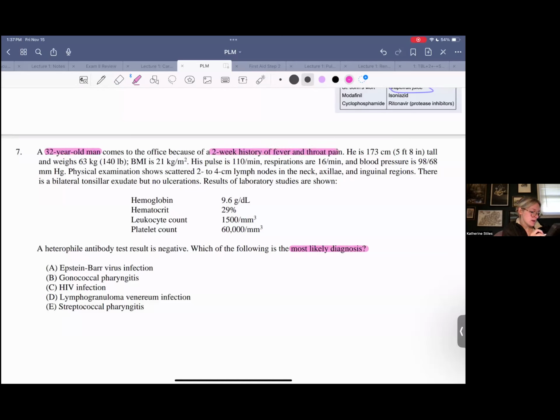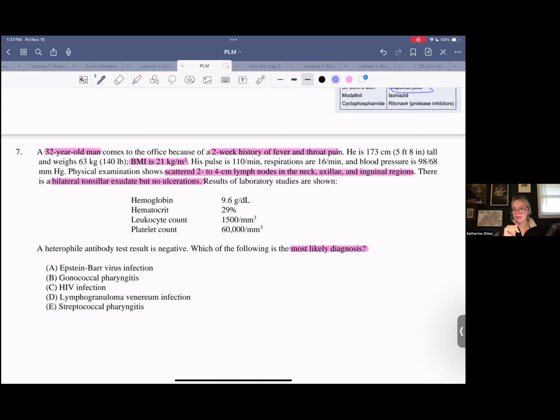He has a BMI of 21, which is on the lower side, respiratory rate, pulse, blood pressure, all within normal limits. Physical exam does show scattered lymph nodes. And there are bilateral tonsillar exudates, but no ulcerations.